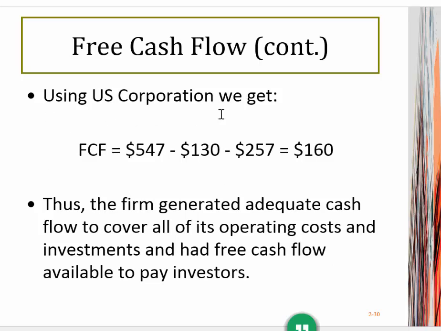So again, for U.S. Corporation, we get a net of $160 increase in cash that again is available for investors. What would come from that? We could pay off debt. We could pay interest. We could pay dividends. We could buy back stock. So all of those things are possible with this particular number.